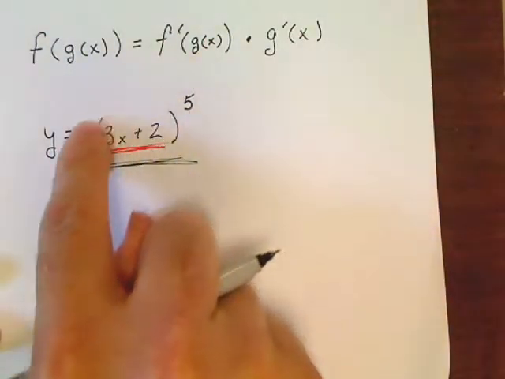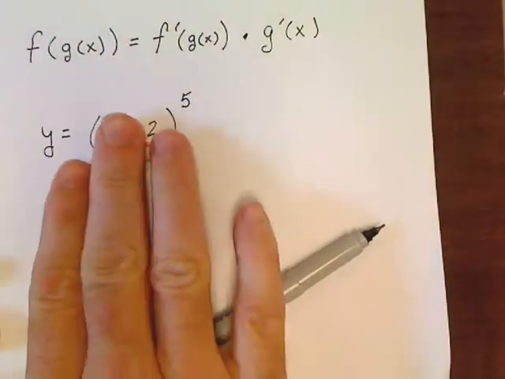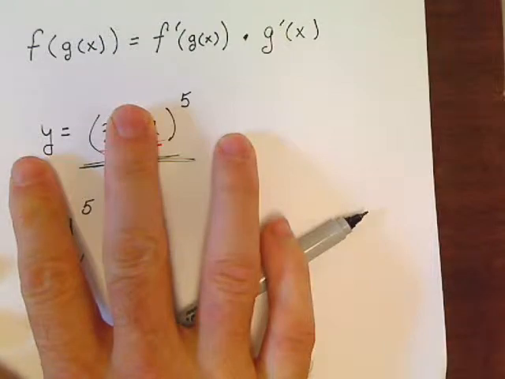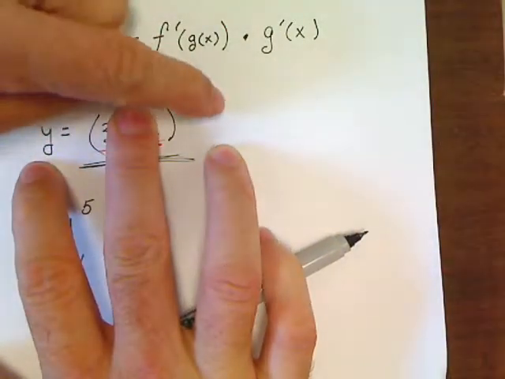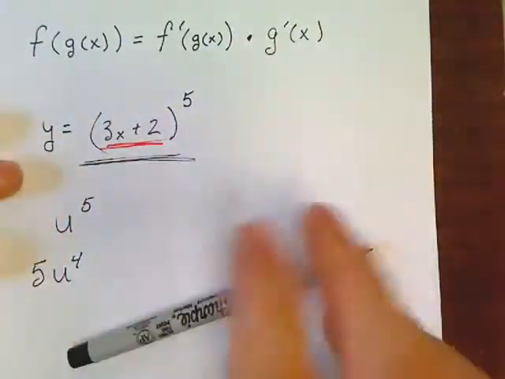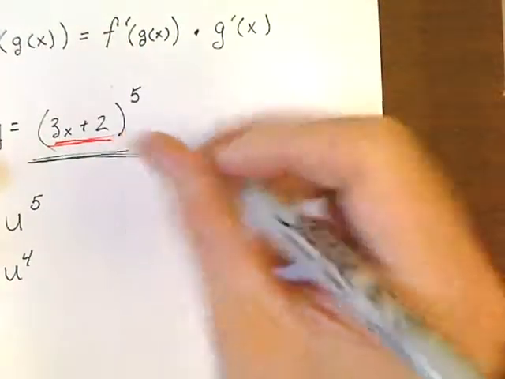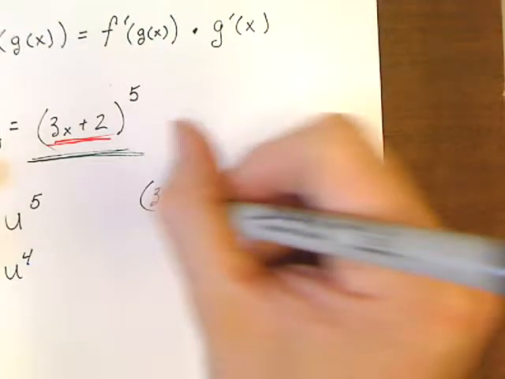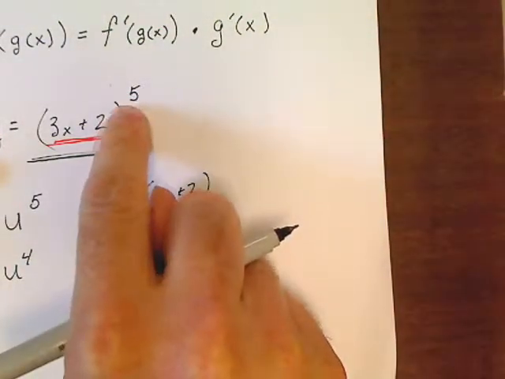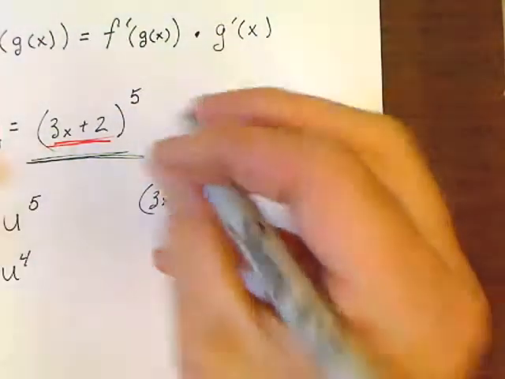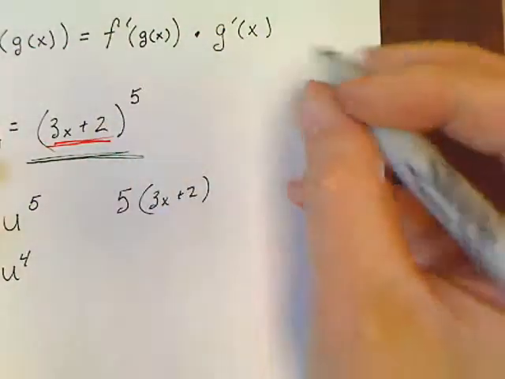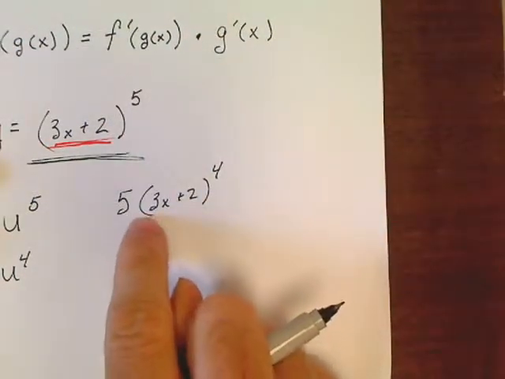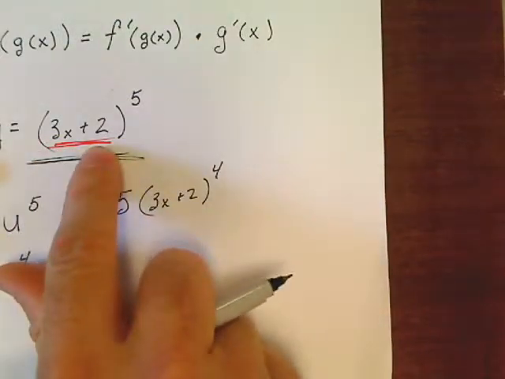Take the derivative of the whole big function. In other words, what I want you to do is ignore the 3x plus 2 in the middle. I want you to just take a look at this overall function. So again, ignore the 3x plus 2. (3x plus 2) to the 5th. Multiply by 5. Subtract 1. You're left with 4. Take the derivative of the big function.